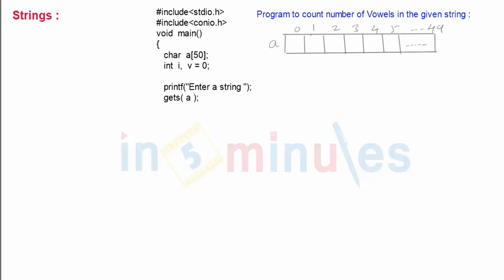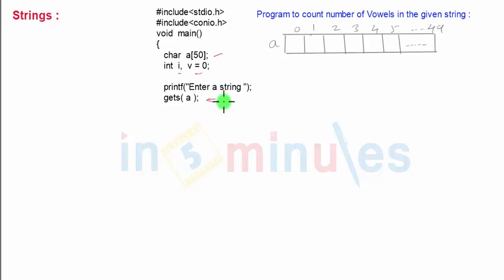Now let's see the entire program. First, we'll obviously define an array to hold a string, size 50. So it's an array of size 50, A0 to A49. Then we'll introduce i variable as an index, that is the looping variable, and v as a vowel counter set to 0. Then we'll input a string.